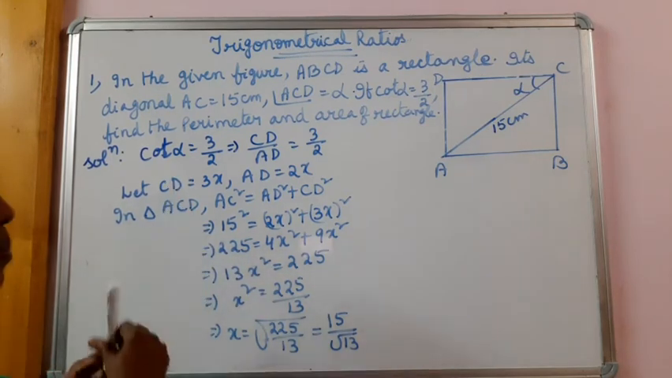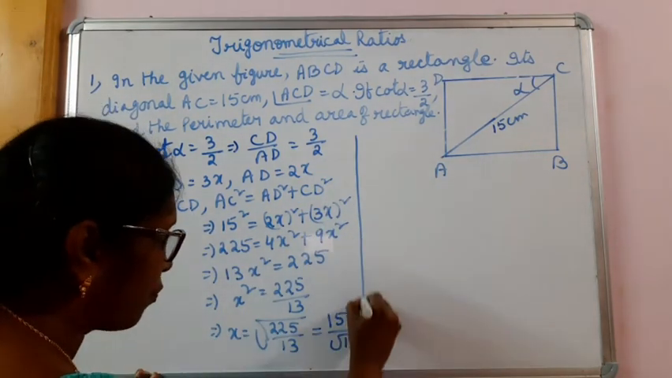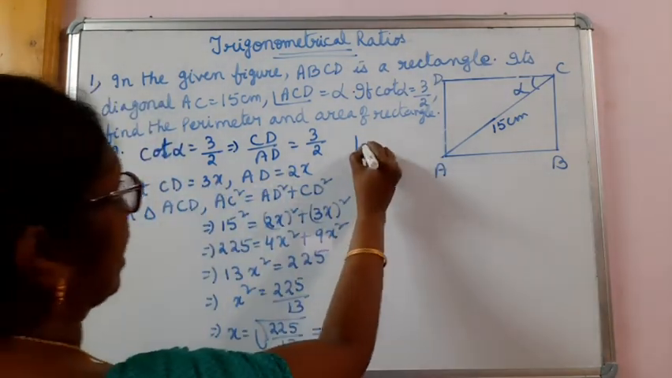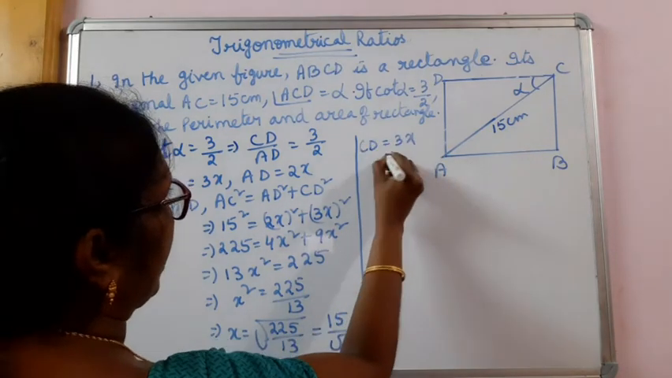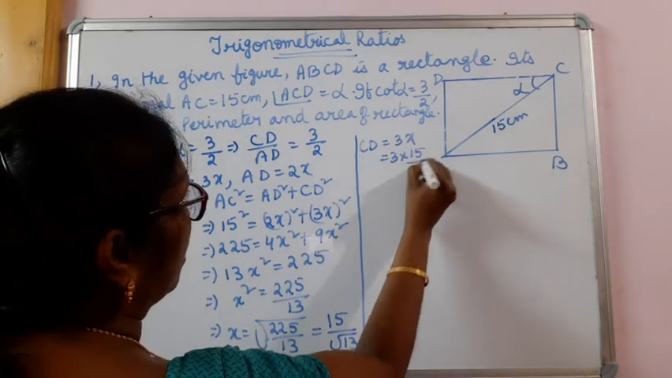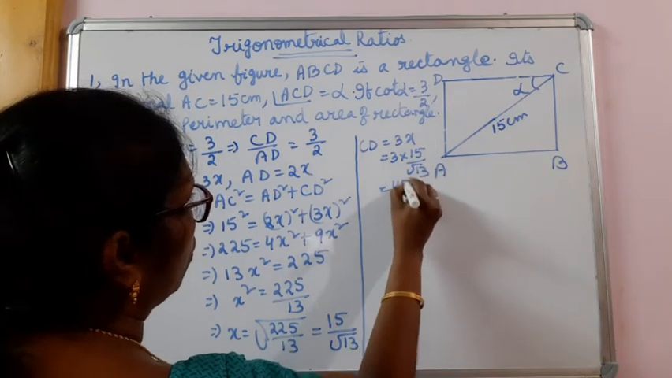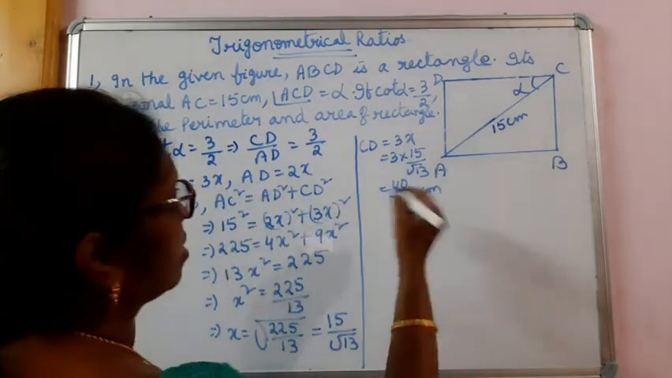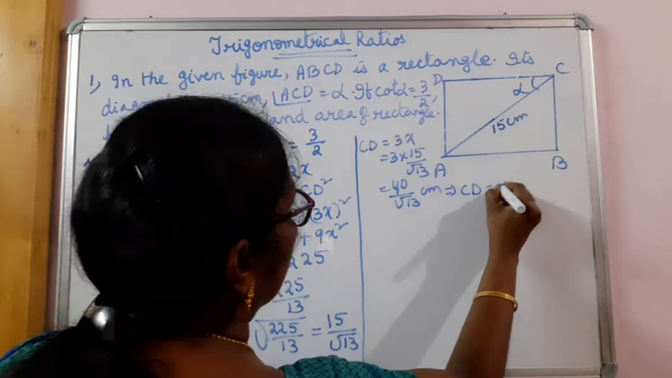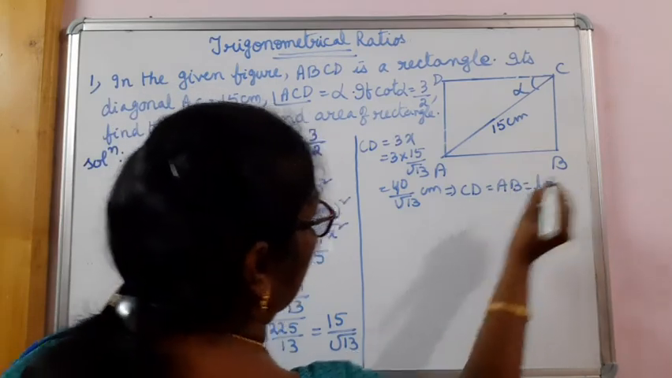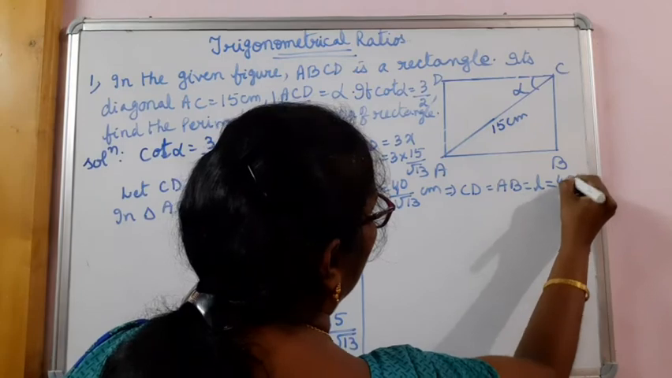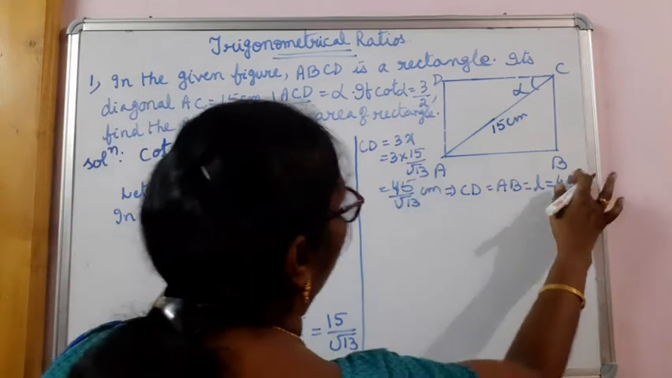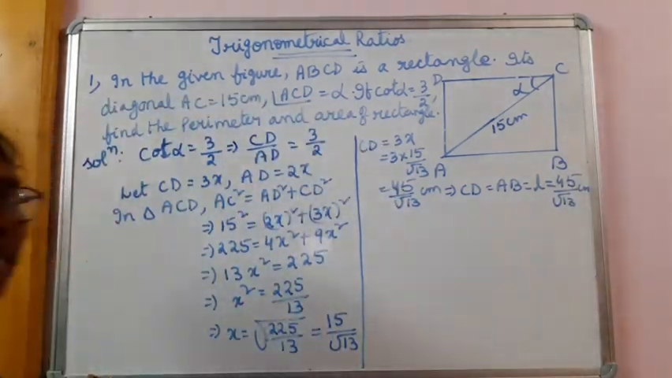So that means, in order to find the perimeter and area, we must know the sides. CD is 3x. That is 3 into 15 by root 13. Next, CD is equal to AB, that usually we say as the length of the rectangle. Sorry, 15 threes are 45. So it is 45 by root 13 cm.